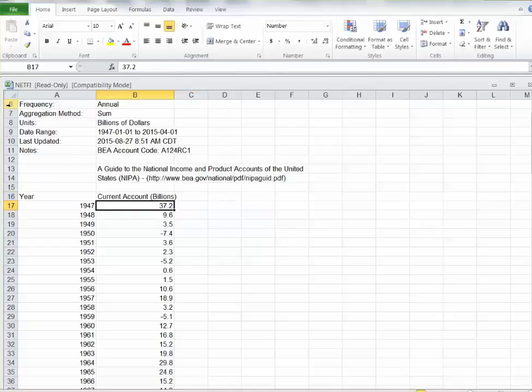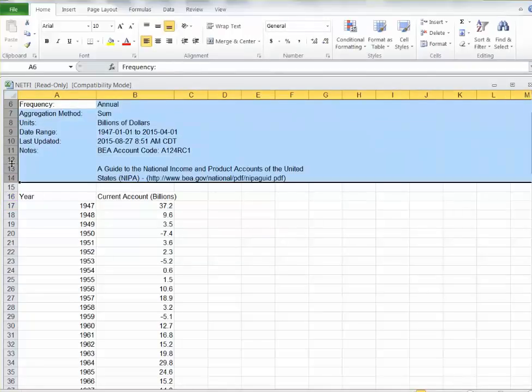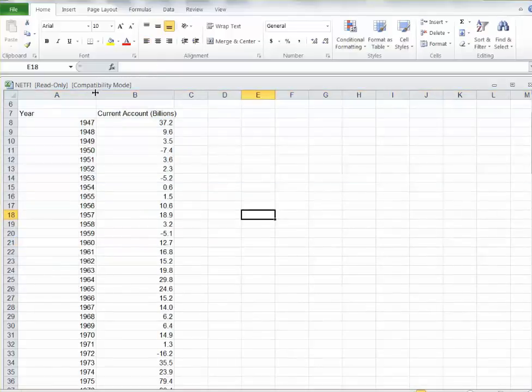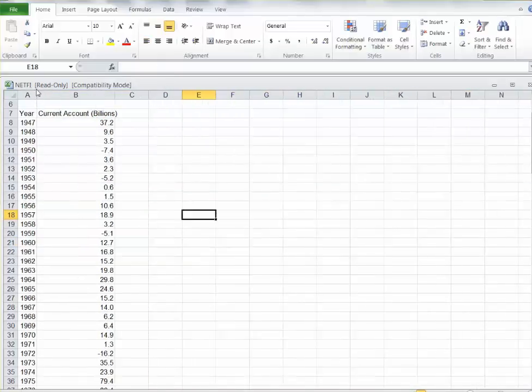And then I don't really need all this mess up here. I'm going to get rid of this. And I can compress this down a little bit. Change this.